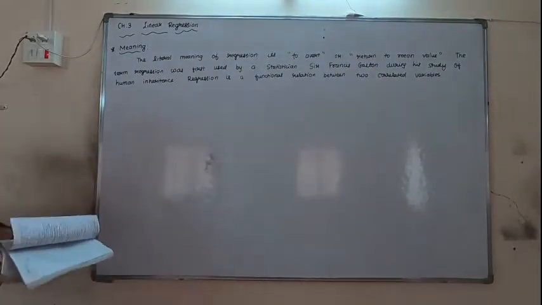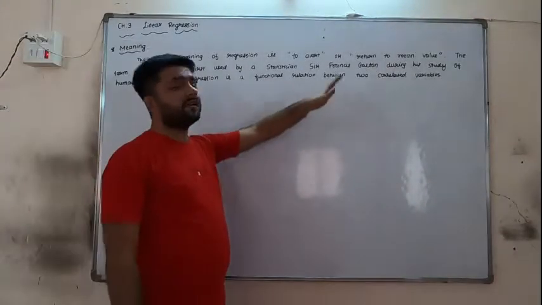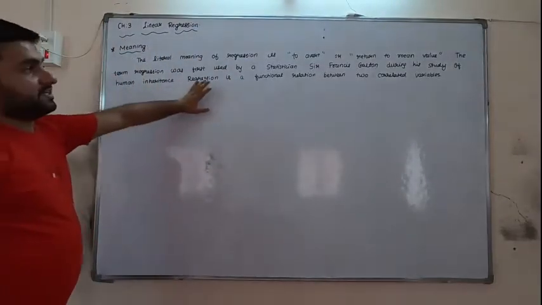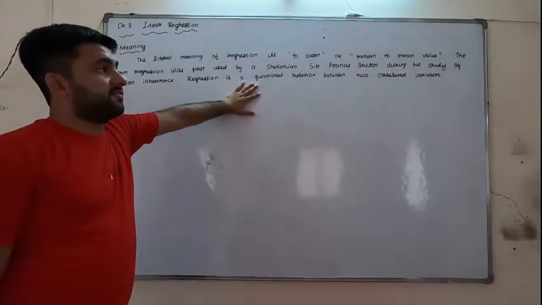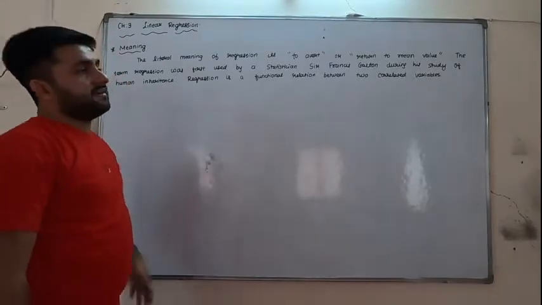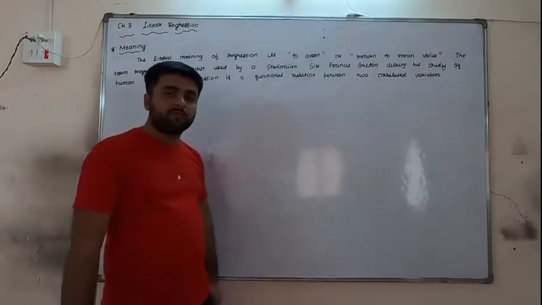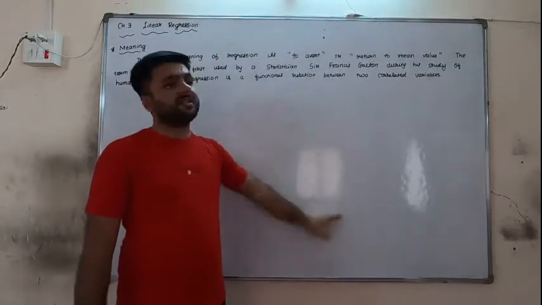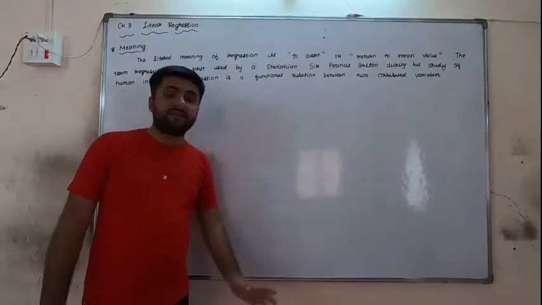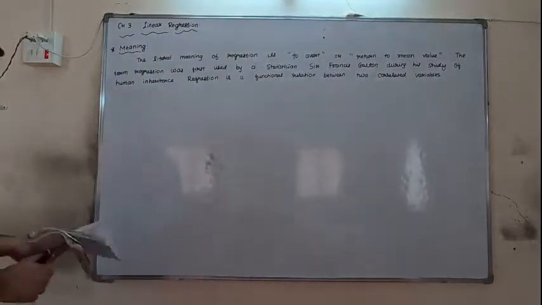What have we written? Let's read. The literal meaning, the normal meaning of regression, is to avoid or return to the mean value. Mean value means average value. The term regression was first used by the statistician Sir Francis Galton, you should know this, during his study of human inheritance. And if you want, you can also write that regression is a functional relation between two correlated variables. But the exact meaning is this: a functional relationship means first we will identify the relation and then we will find an estimated value. So that is the meaning.